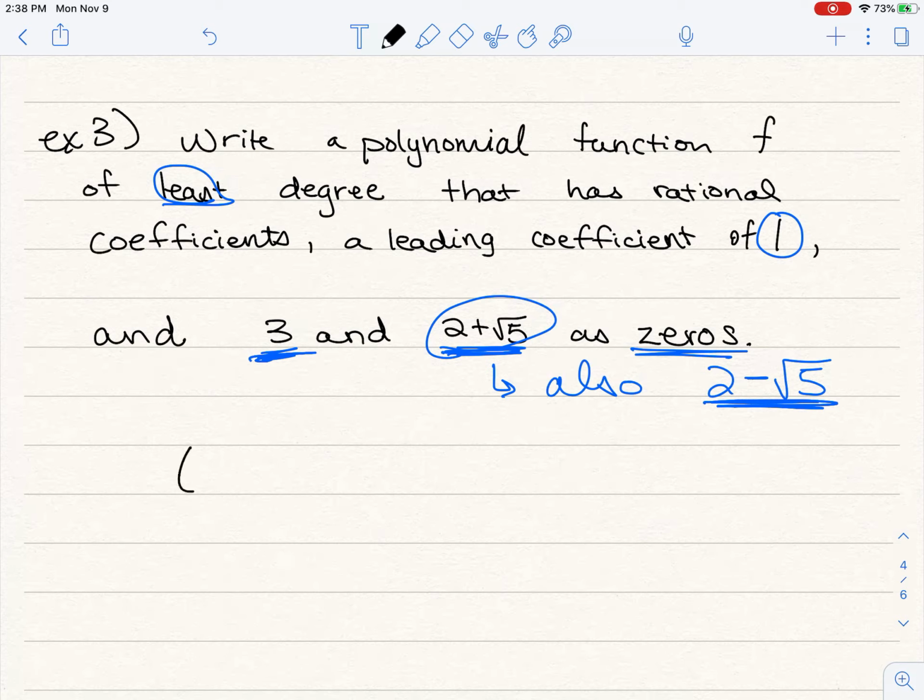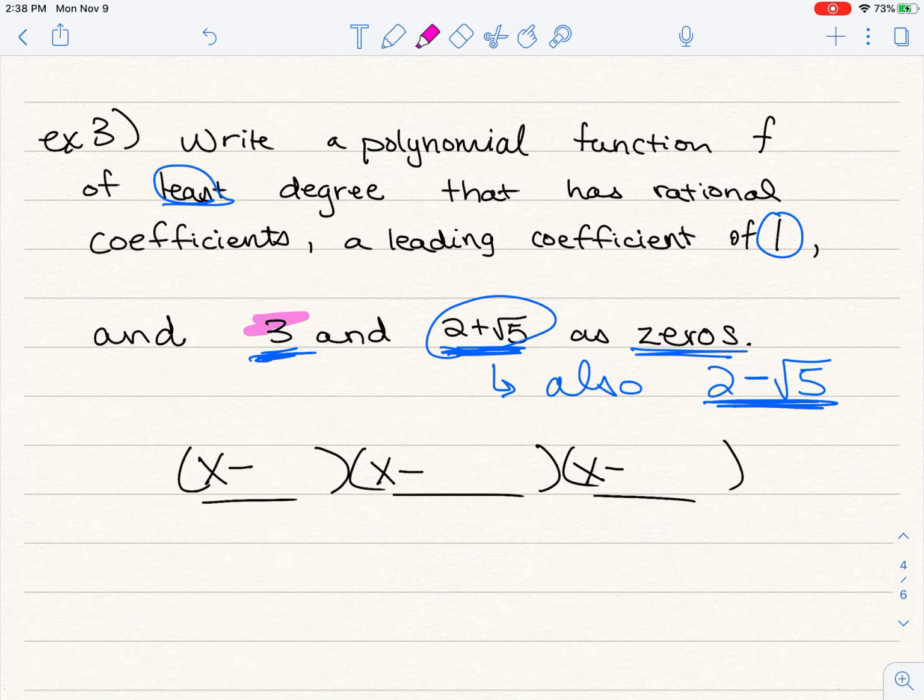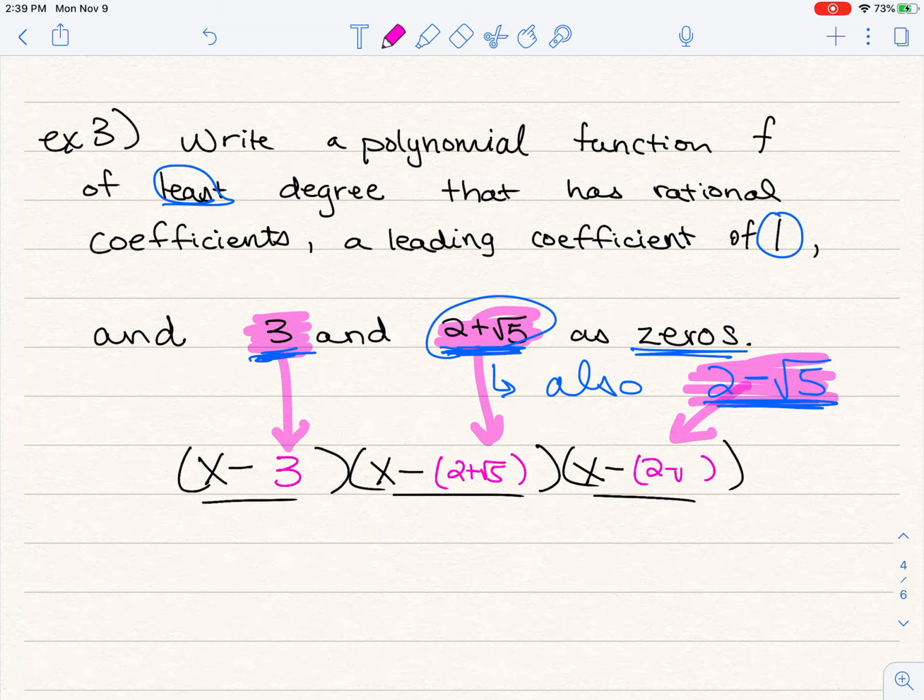So what we're dealing with here is really 1, 2, 3 zeros. Remember, anytime we have a zero, to put it in factored form, a factor is always x minus, x minus, x minus. So we know there are 3 roots, so there are 3 factors. And we're going to put every single root straight down into its factor. So we go x minus 3, x minus (2 plus the root of 5). I'm putting it in parentheses so we don't lose track of a negative. And then we also put x minus (2 minus the root of 5) here.